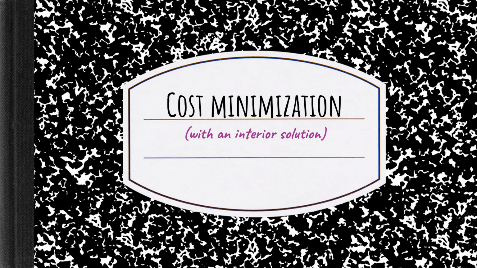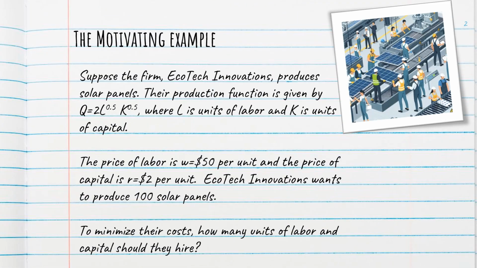In this video, we're going to solve an example where we minimize costs with an interior solution. So let's suppose that Ecotech Innovations produces solar panels and their production function is given by 2 L to the 0.5 times K to the 0.5, where L here is units of labor and K is units of capital. We're also told that the price of labor is $50 per unit and the price of capital is $2 per unit. Ecotech Innovation's goal is to produce 100 solar panels. The question we want to answer is, to minimize their costs, how many units of labor and capital should they hire?